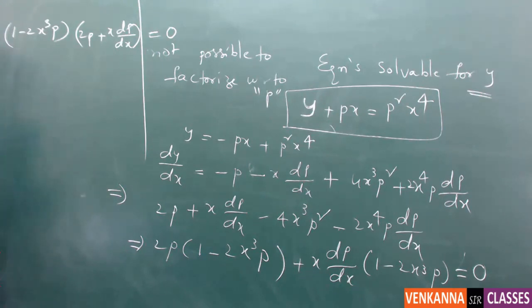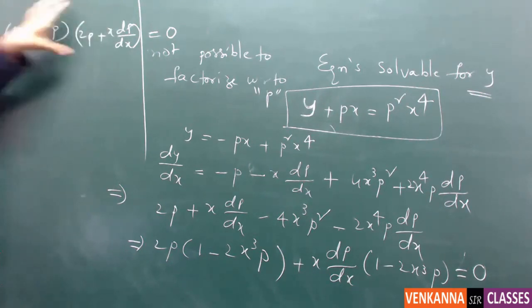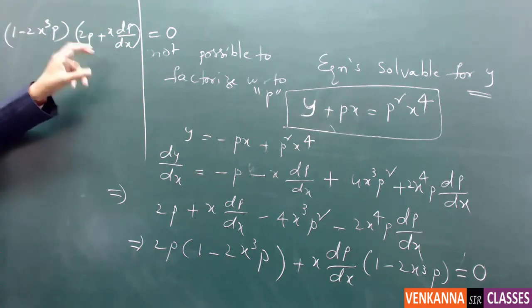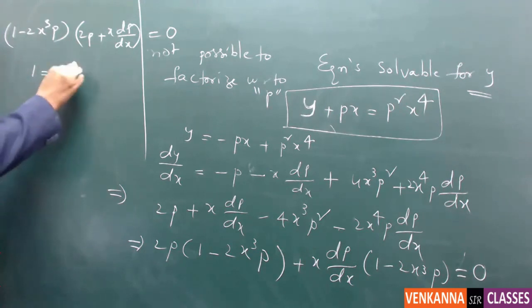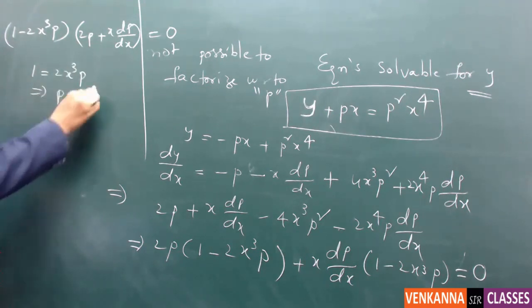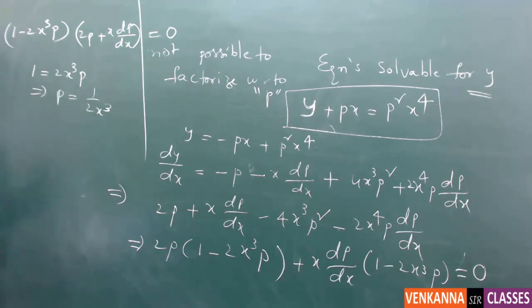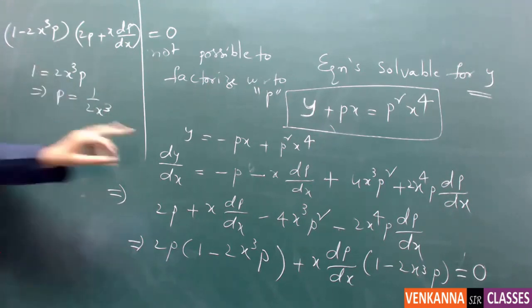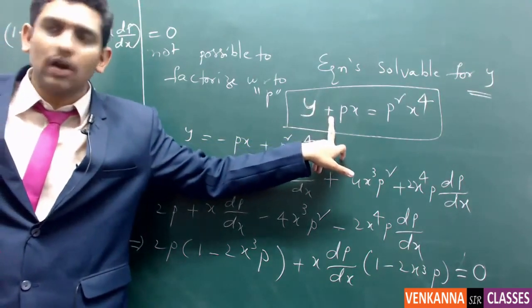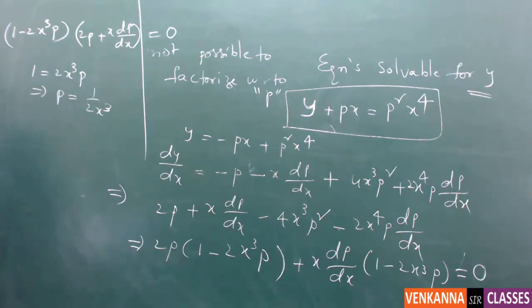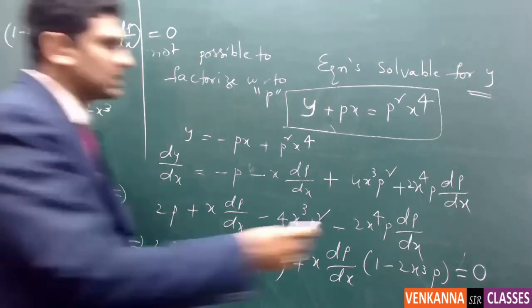Right. Now here, by taking each factor, we will get a value for p. If you take the first one, we have 1 equal to 2x cube p. This implies p is equal to 1 by 2x cube. So if you substitute this value in the given equation, does p get eliminated or not? Yes, if I substitute p equal to 1 by 2x cube in the given equation, p gets eliminated. So I got the answer.